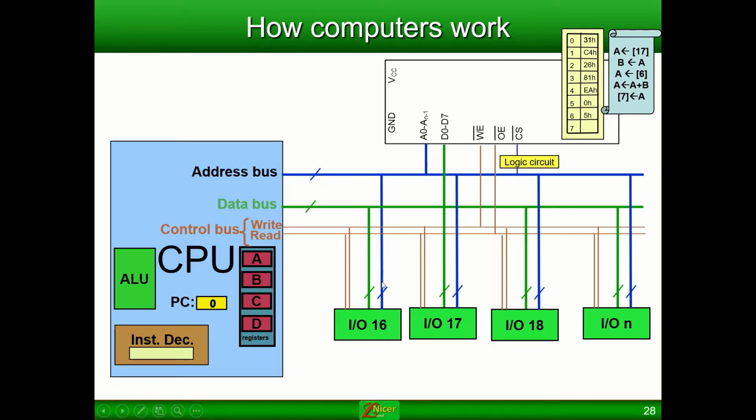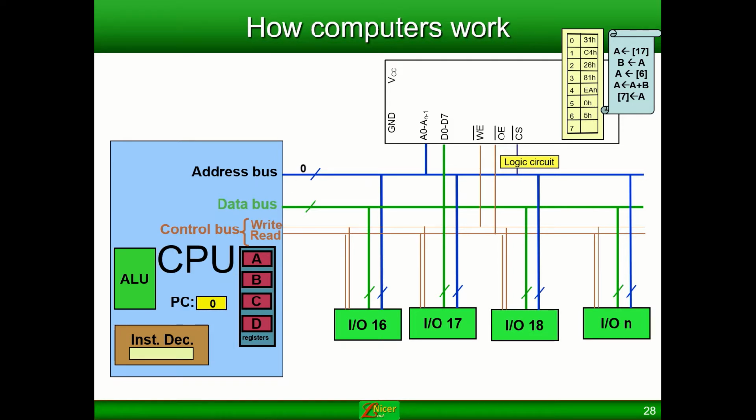As you can see, the I/O ports or I/O pins are connected to our CPU using the address bus, data bus, and control bus, and our memory circuit is also connected to our CPU using the address bus, data bus, and control bus. So in this, I will show you how the CPU or the computer works.